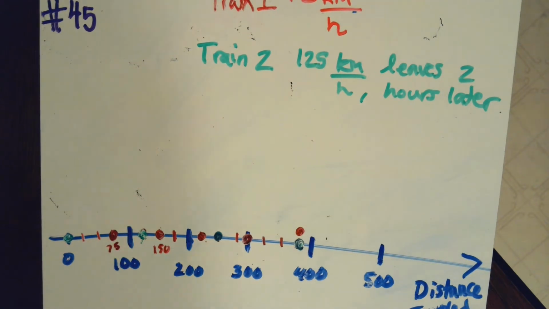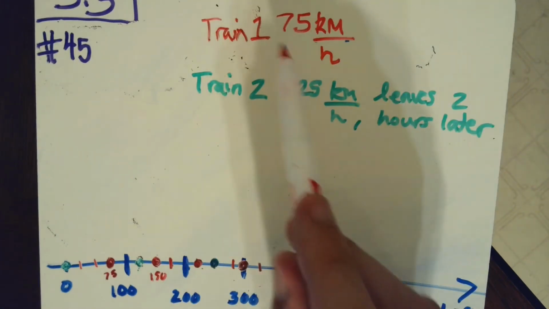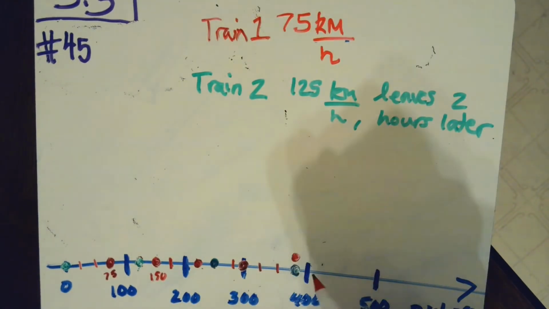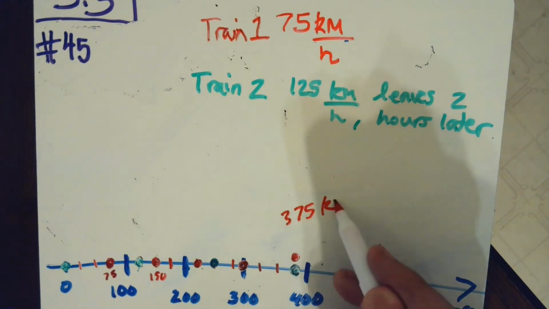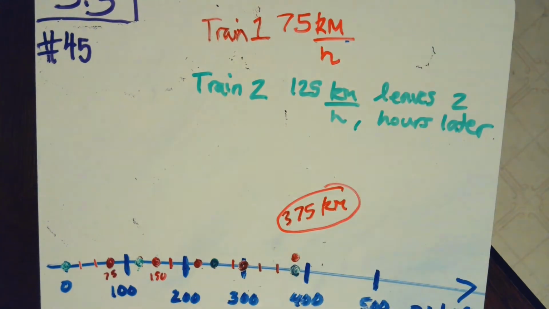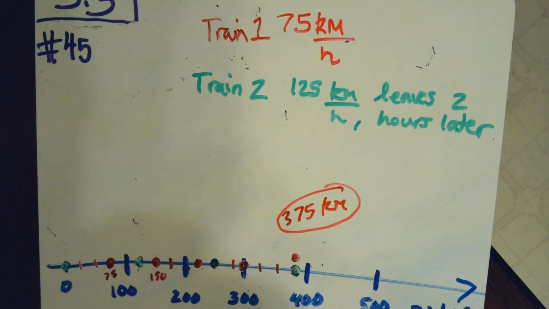So, after, let's see how many dots it took. After 1, 2, 3, 4, 5 hours from when train 1 left, both trains met, 375 kilometers from the station. So that's what we were trying to find. We were trying to determine how far along the two trains would meet up from the station, and that turns out to be 375 kilometers.